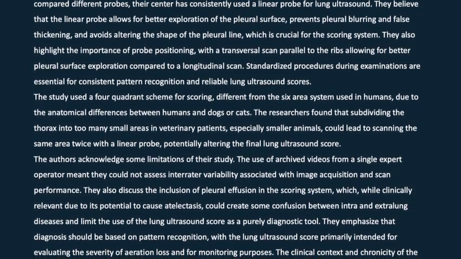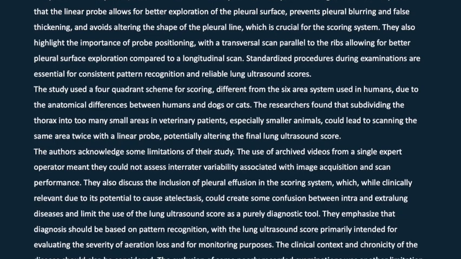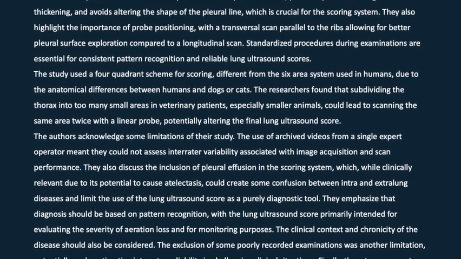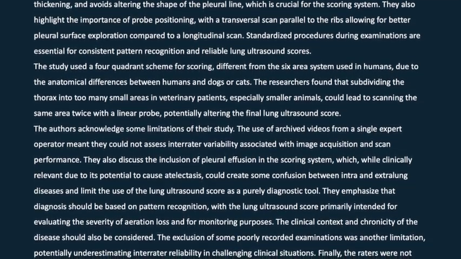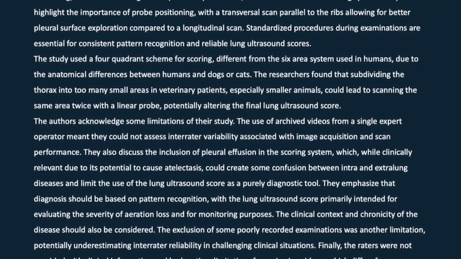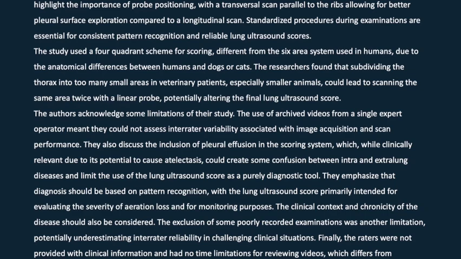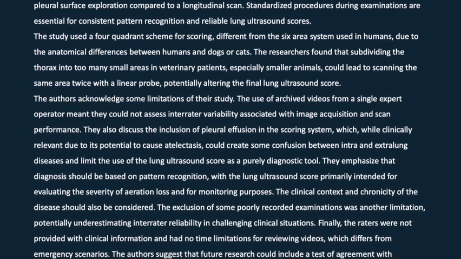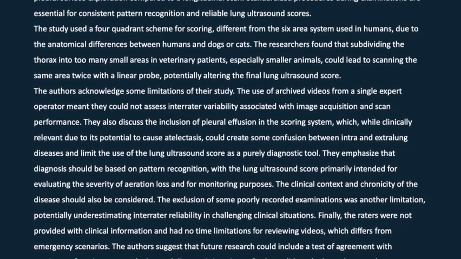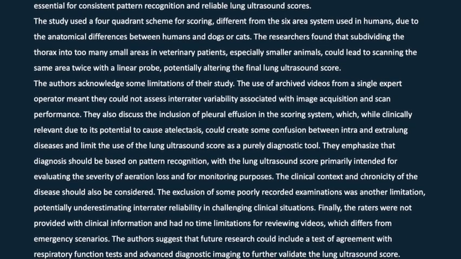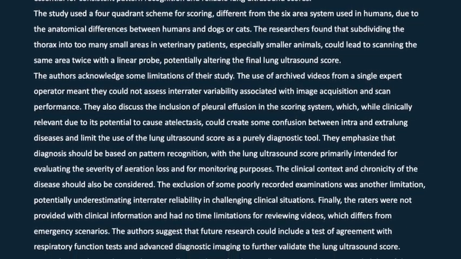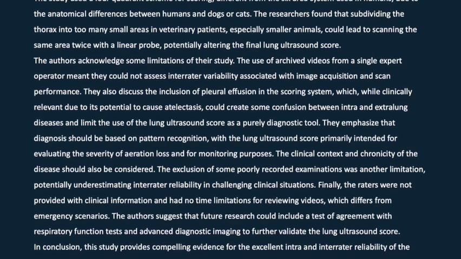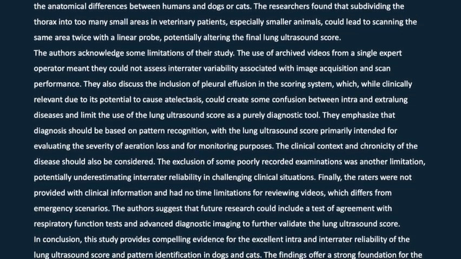The authors acknowledge some limitations of their study. The use of archived videos from a single expert operator meant they could not assess inter-rater variability associated with image acquisition and scan performance. They also discussed the inclusion of pleural effusion in the scoring system, which, while clinically relevant due to its potential to cause atelectasis, could create some confusion between intra- and extra-lung diseases and limit the use of the lung ultrasound score as a purely diagnostic tool. They emphasize that diagnosis should be based on pattern recognition, with the lung ultrasound score primarily intended for evaluating the severity of aeration loss and for monitoring purposes. The clinical context and chronicity of the disease should also be considered.